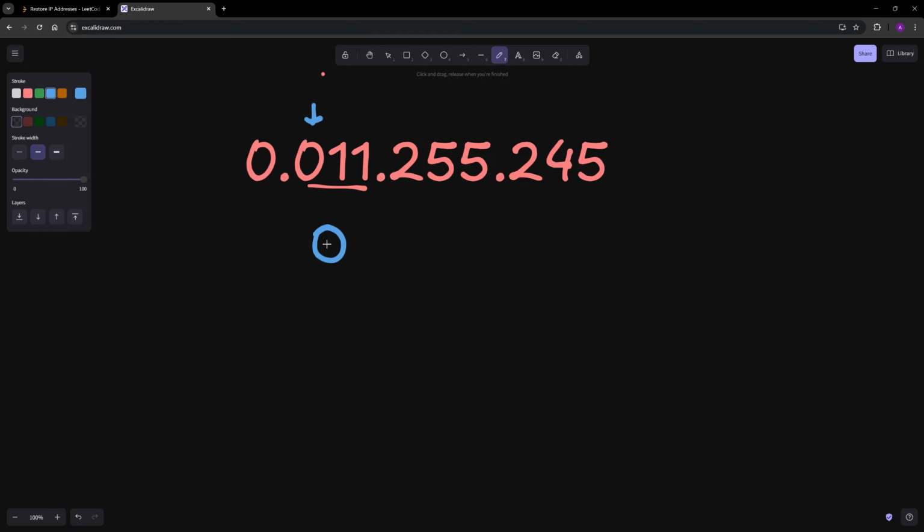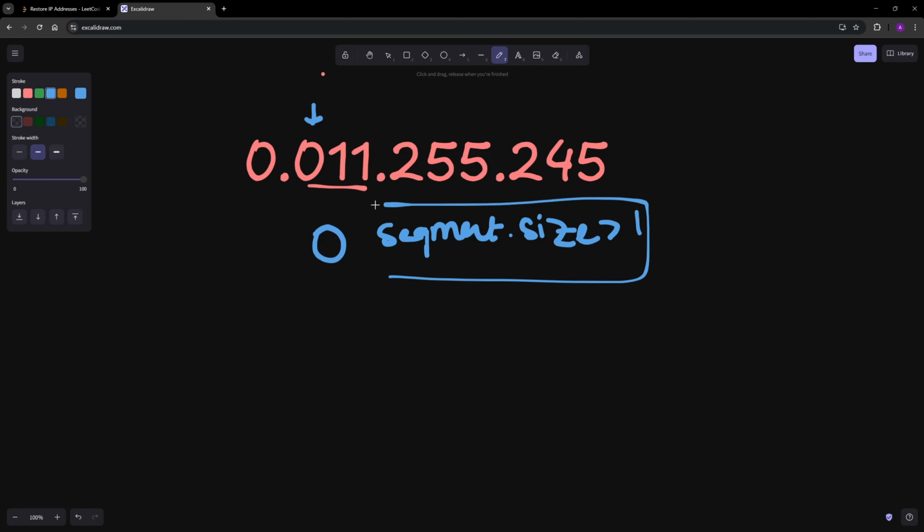If a segment starts with 0 and its size is greater than 1, that means that segment becomes invalid. That segment becomes invalid. So note this observation also, because this also comes very handy.